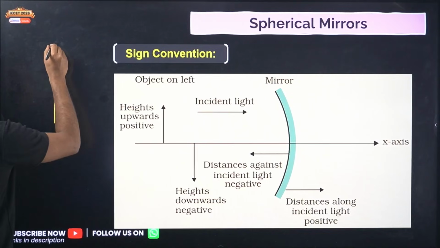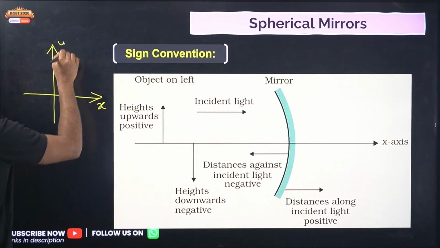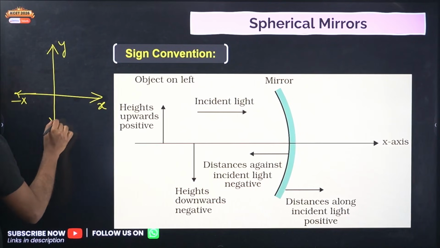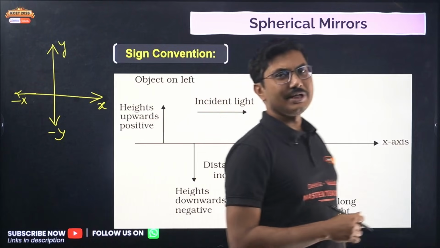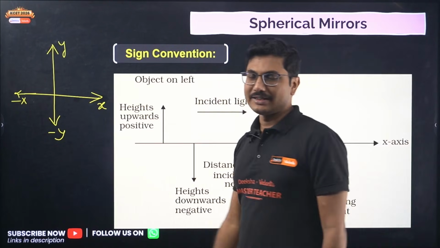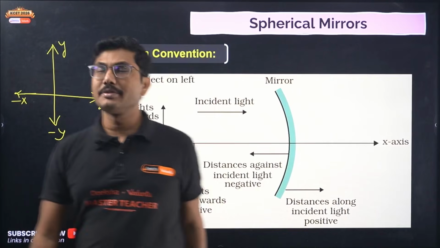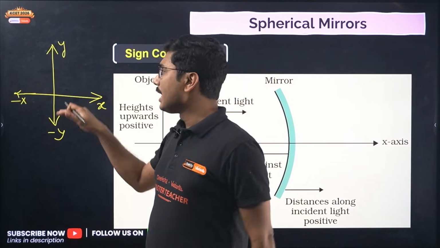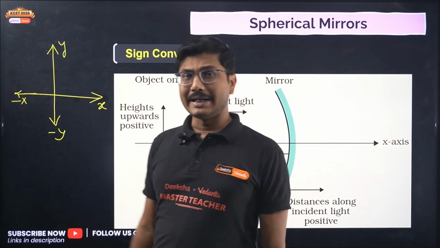So here is the y-axis, here is our x-axis, right? And here we have the negative x-axis, here we have the negative y-axis, right? Any distance measured in the positive x-axis direction is always positive. Any distance measured in the negative x-axis direction is always negative. As simple as that. Any distance along the positive y-axis is positive, any distance along the negative y-axis is negative.